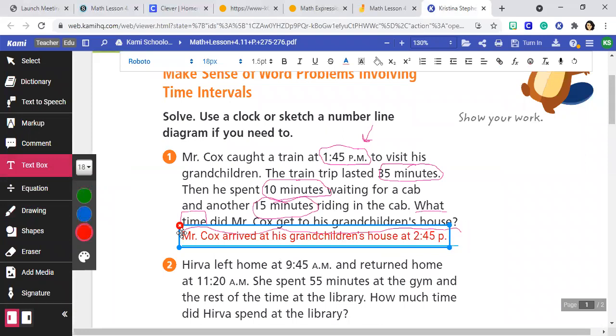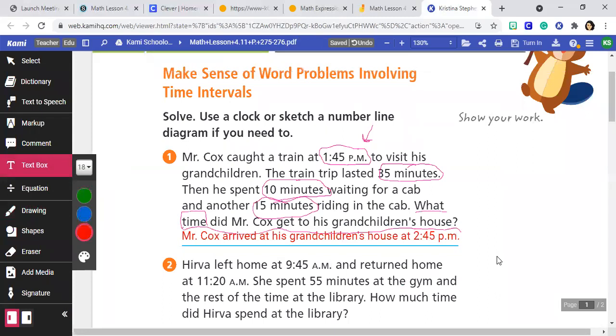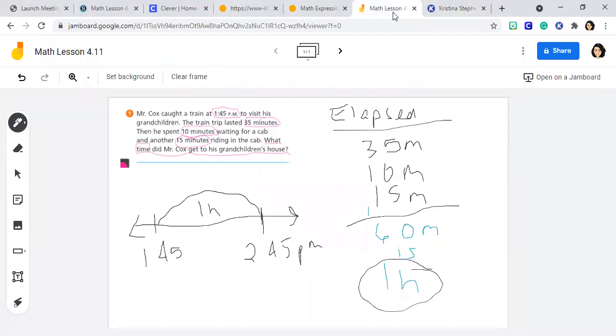Hello, typos, Batman. There we go. Mr. Cox arrived at his grandchildren's house at 2:45 p.m. My work is over here on my piece of paper or my Jamboard.